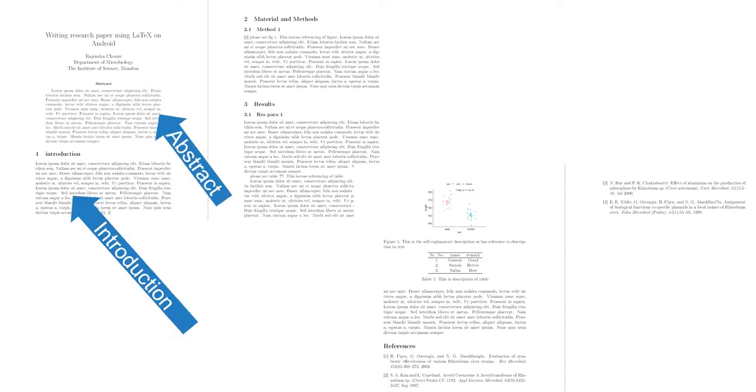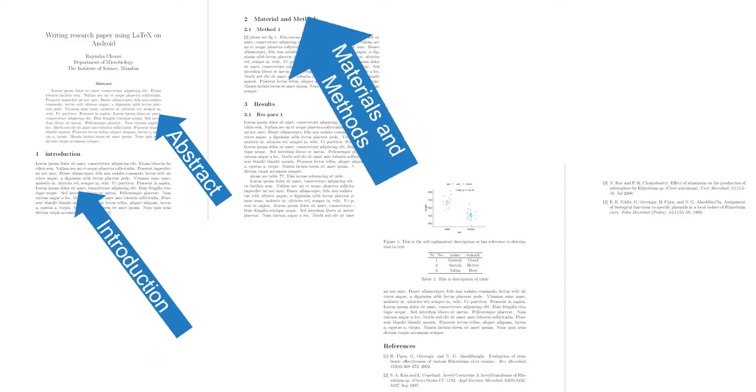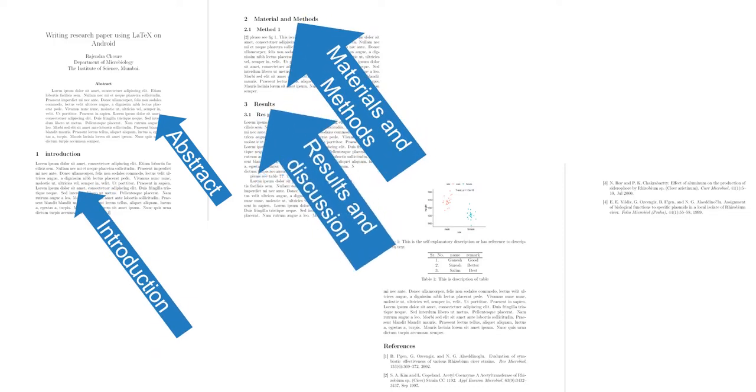That structure is title, which has author names, author affiliation, correspondence address. After that, abstract followed by introduction, materials and methods, results, discussion. Sometimes result and discussion are together. And the last part is the reference list.